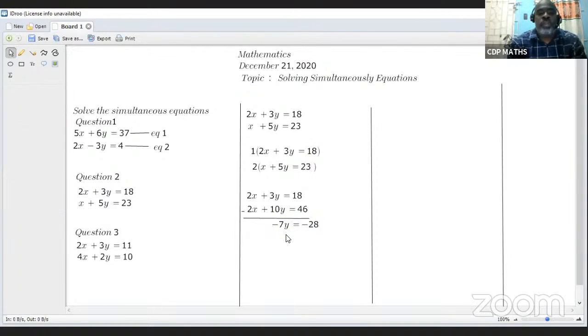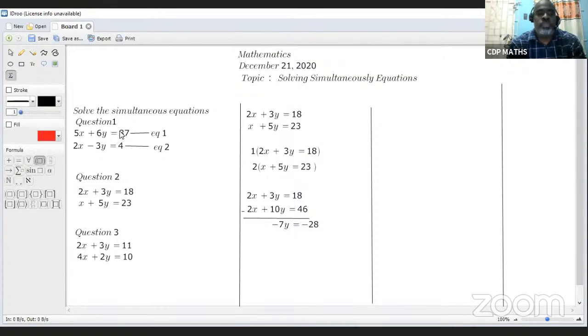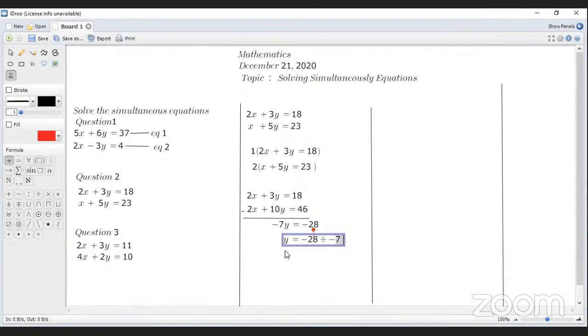All right, so we're going to divide both sides now by negative 7. And negative 28 divided by negative 7 gives us a positive 4.